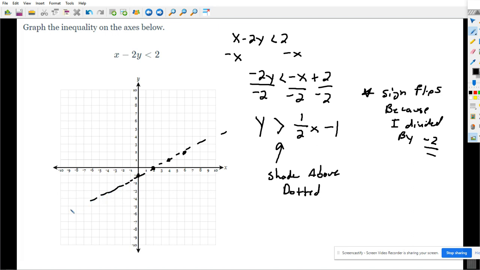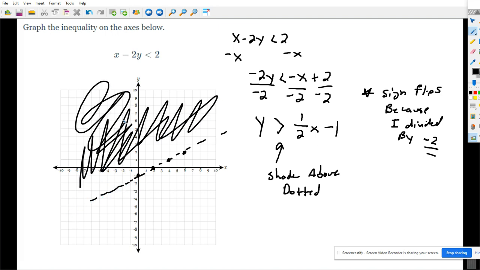And I think on Desmos, when you shade, you just kind of click and it shades for you. Okay. And again, what does that show you? All these ordered pairs down here in the shaded region would work. A point on the line, though, would not make the inequality true. All right, so let's go the other way.